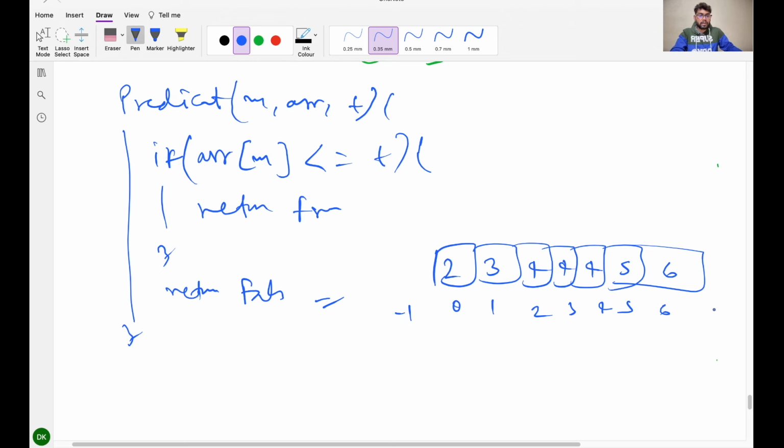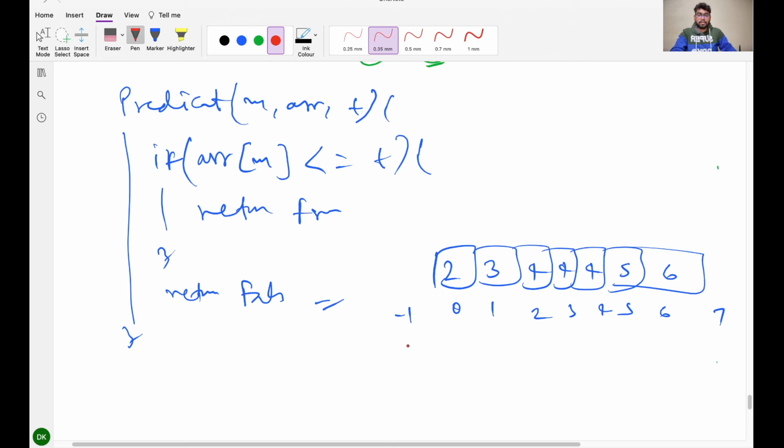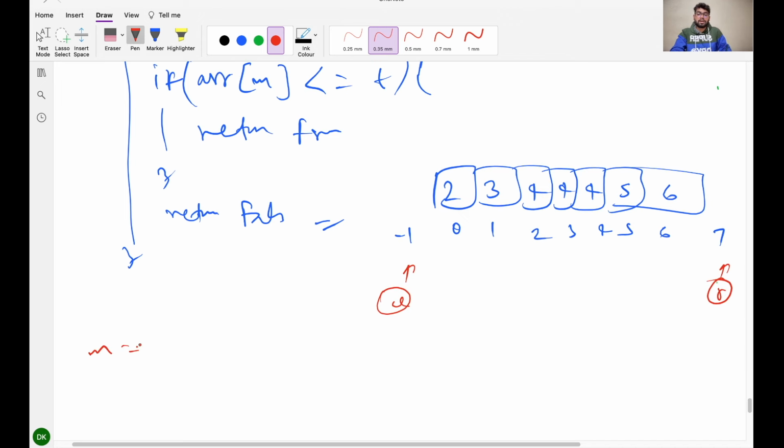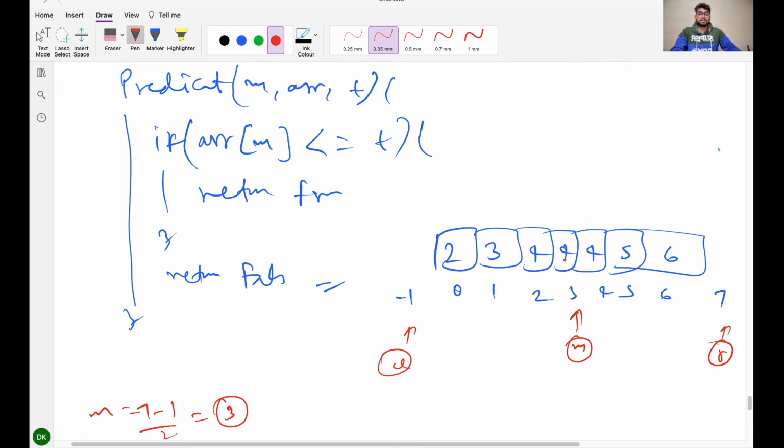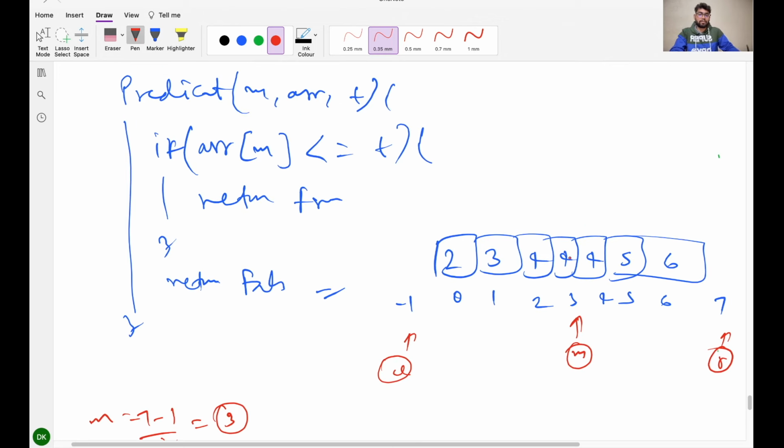And -1 and 7. So initially my L is here and my R is here. Okay, so what is my middle element? 7 minus 1 divided by 2, that is 6 divided by 2, that is 3, and my M is here. So I can see that my current element is equal to the target element, so I return true.